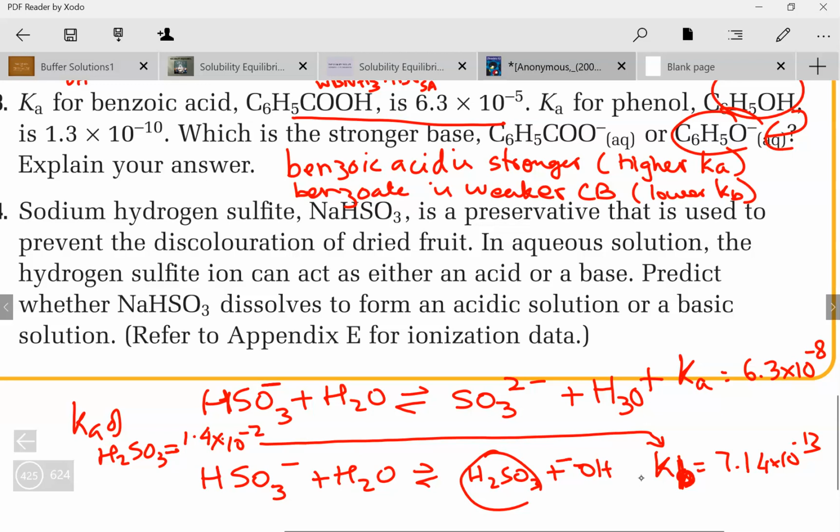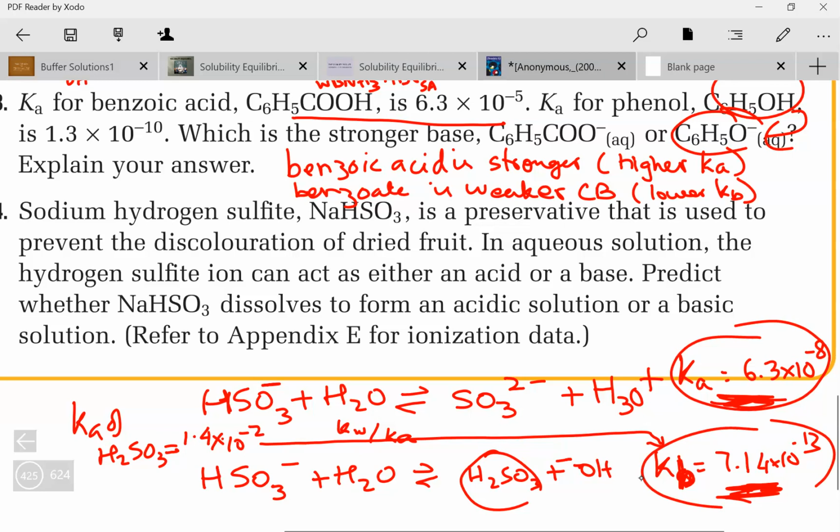Right, so I did Kw divided by Ka gives me my Kb, and I can see here that HSO3 minus is going to act as an acid much quicker than it's going to act as a base. So it almost never acts as a base. It always will act as an acid in solution because the Ka for the acidic reaction is greater than the Kb for the basic reaction. So it's going to be an acidic solution.